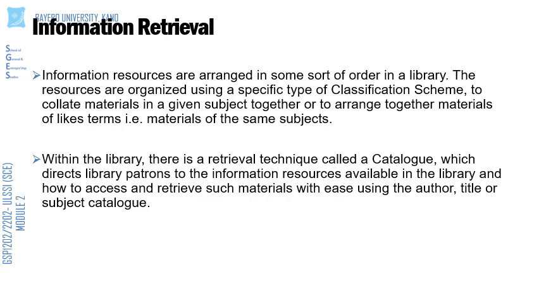The other aspect of information organization is information retrieval. These information resources are arranged in some sort of order in the library. Resources are organized using a specific type of classification scheme to collect materials in a given subject together, or to arrange materials together of like kind, that is, materials of the same subject. With the library, there's a retrieval technique called a catalog, which directs library patrons to the information resources available in the library and how to access and retrieve such materials with ease using author, title, or subject catalog, depending.